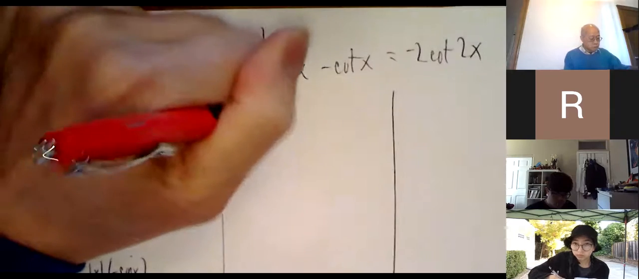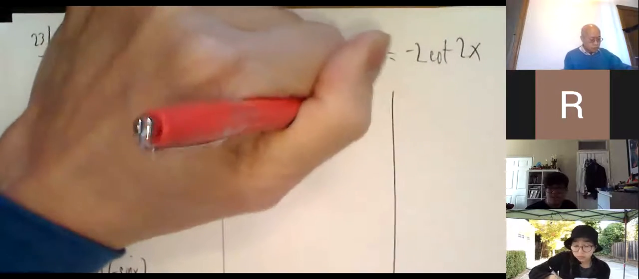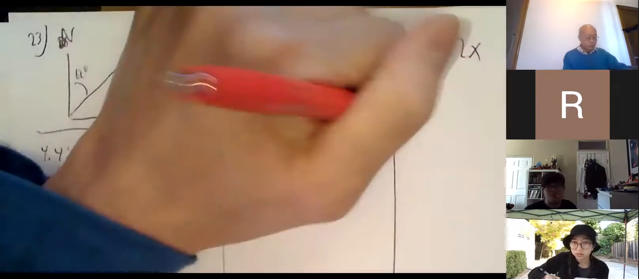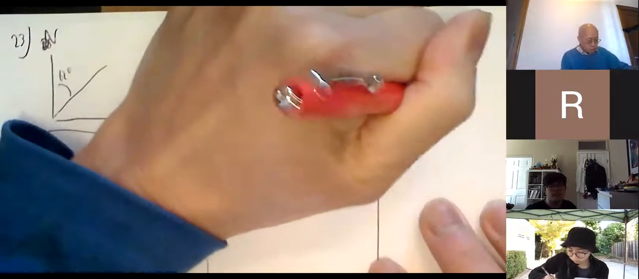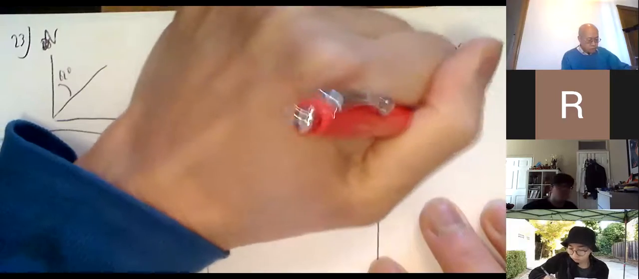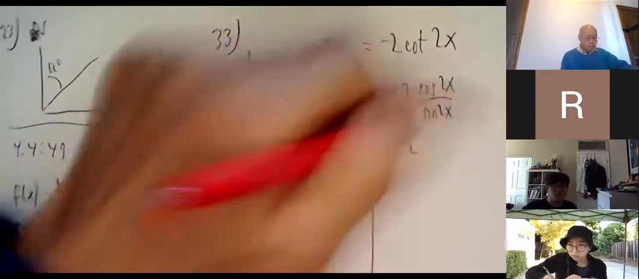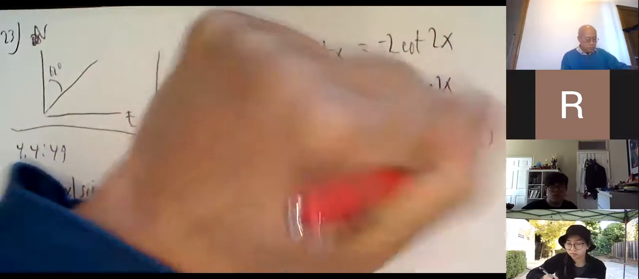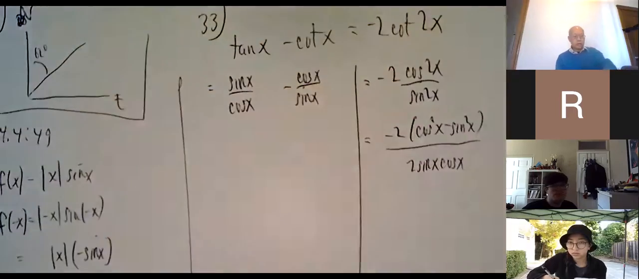So this is sine x over cosine x, leave a space, minus cosine x over sine x. Leave a space because I'm going to get a common denominator in a second. This one, -2 cotangent, is cosine over sine: cosine 2x over sine 2x. And each of these have their formulas. You can put them directly on your cheat sheet for the test. Cosine of 2x is cosine squared x minus sine squared x. Sine of 2x is 2 sine x cosine x.